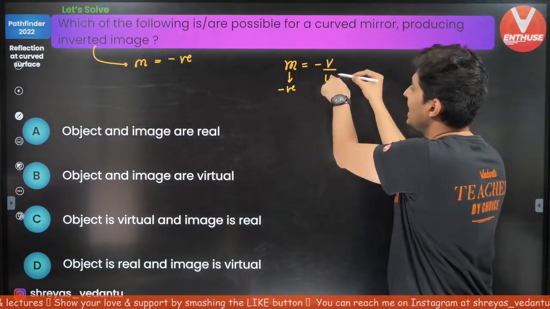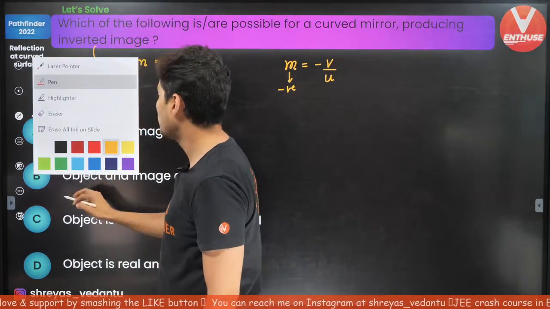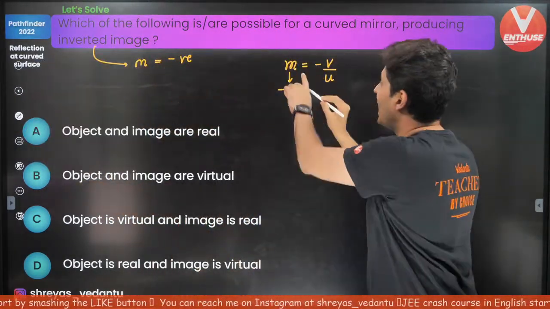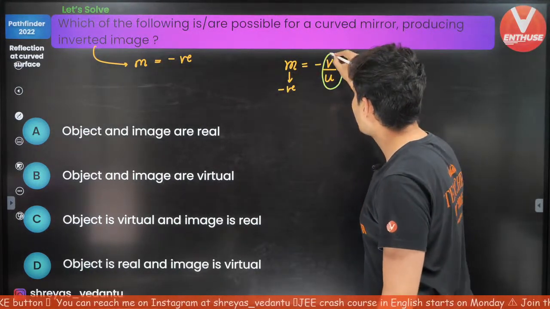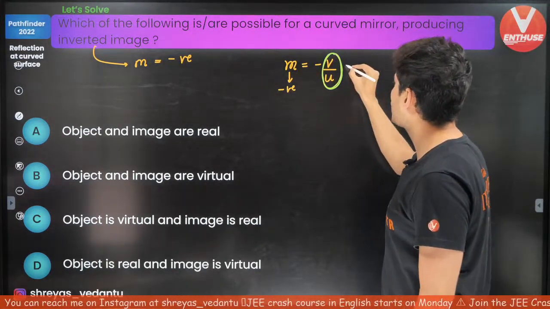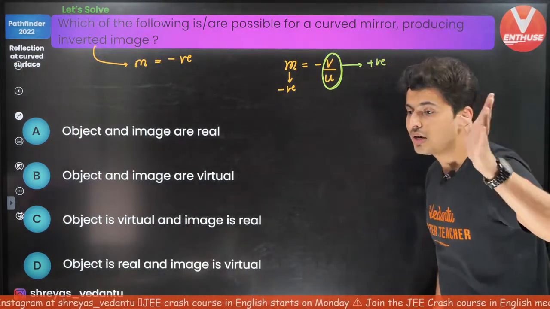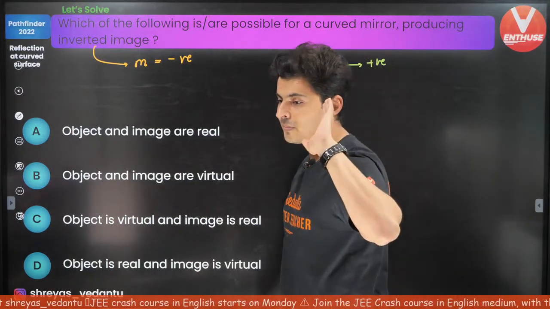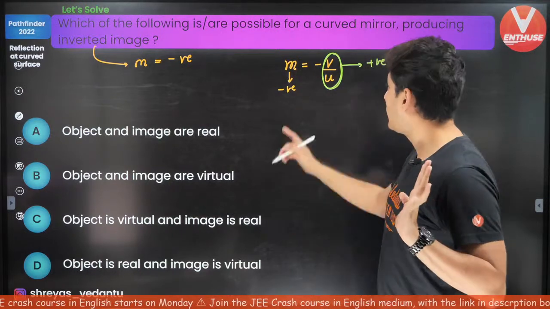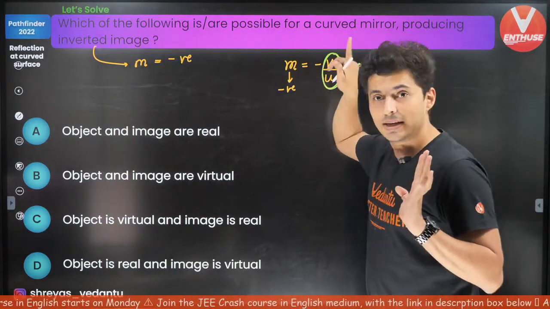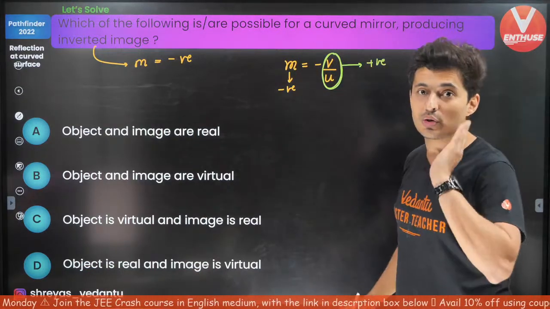How should the signs of V and U be? Or what should the signs of V and U be so that the magnification turns out to be negative? Think about it. V by U ratio should be positive. Correct, my warriors? V by U should be positive. Agreed. Because there is a minus sign. You want a minus sign on the left hand side because it is inverted. So the ratio should be positive.